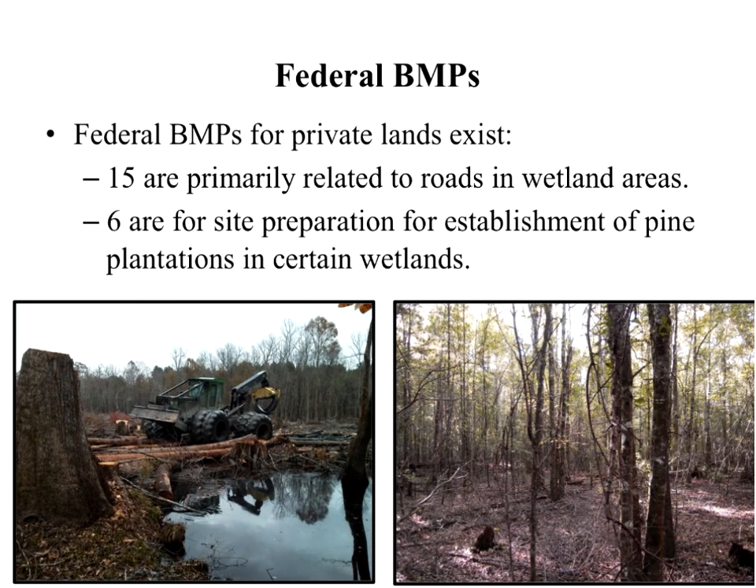Now, for the federal BMPs, I said there's two sets, and basically there are 15 federal BMPs, and this is for private land that I'm talking about now, that are primarily related to roads and wetland areas where you're dealing with stream crossings, that type of thing. Most of them are pretty common sense, and you can get a list of those, take a look at them. And the other one is typically looking at where you're going into some relatively wet areas and establishing pine plantations. Those are the two general sets that we have. Now, we also have a lot of federal BMPs for federal land. I just reviewed a set of federal BMPs for federal land just last spring, and it was, I believe, 900 and some pages long. They're pretty impressive as far as the length of that.